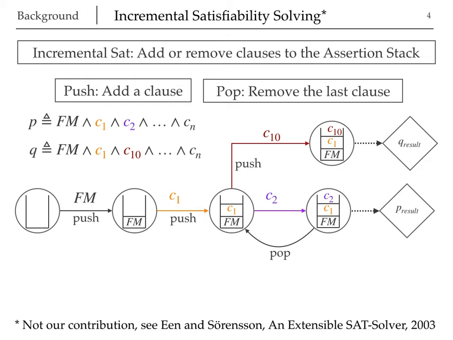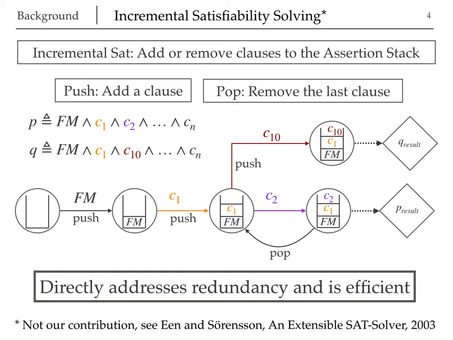So what we've effectively done here is we have learned things in P and reused the state that was generated from P to solve a new propositional formula that is related, called Q. This directly addresses the redundancy identified on the last slide and is efficient because it reuses results from previous runs of the SAT solver.